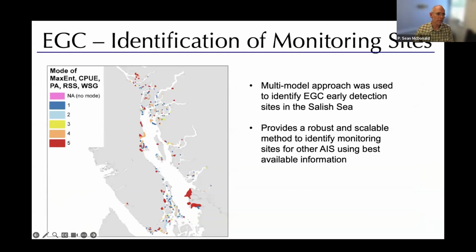In this case, this is a multi-model approach. So we identified these early detection sites, and we were able to rank those. What you're looking at here in red, those labeled as 5, those are the high priority sites that could be used for monitoring work within the BC waters of the Salish Sea.